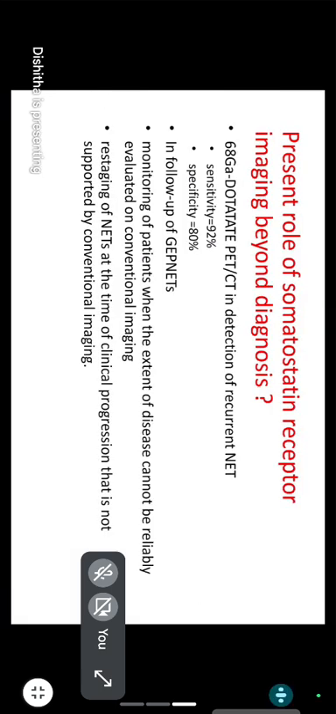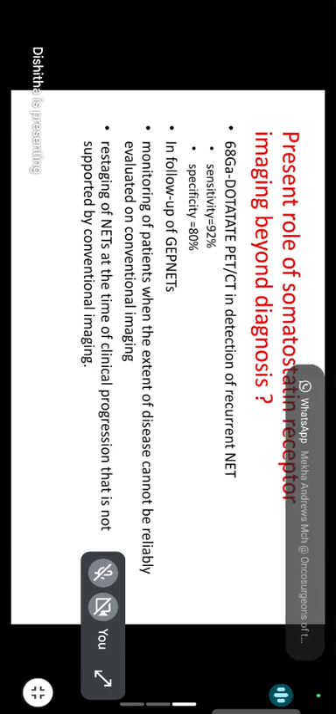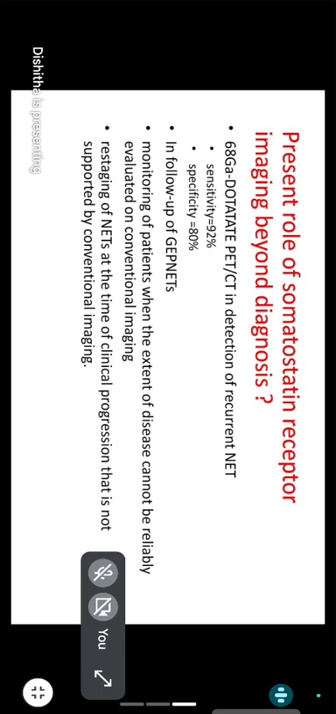So the role of somatostatin receptor imaging beyond what we discussed for the diagnosis: other than for diagnosis, it is used in the detection of recurrent NET in follow-up cases of gastroenteropancreatic NETs, and in monitoring patients when the extent of the disease cannot be relied on from conventional imaging.